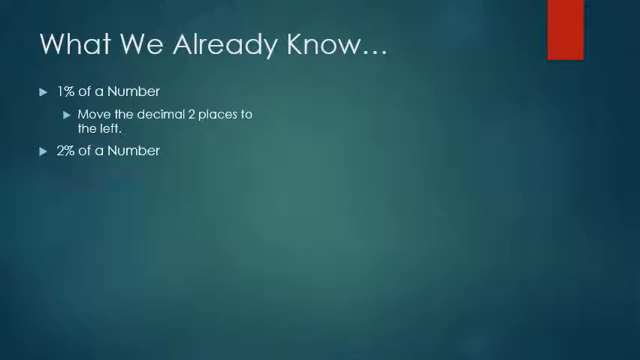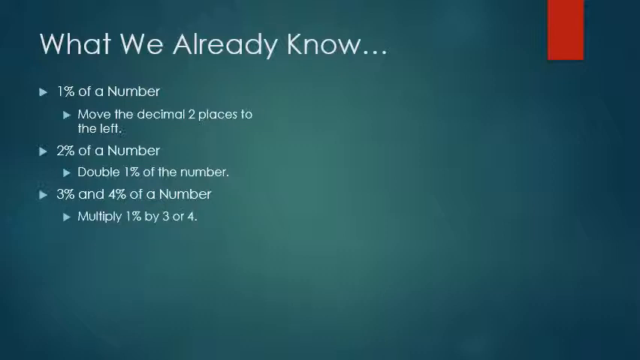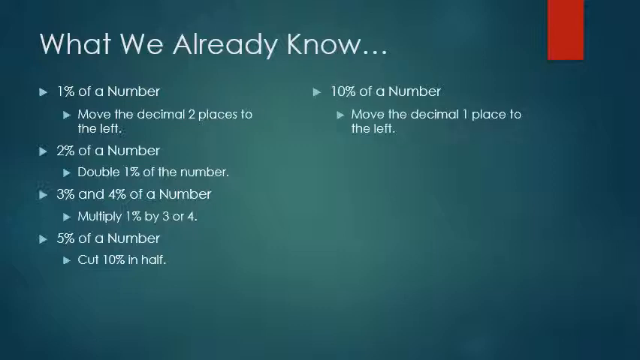To find 2% of a number, we just find 1% of that number and double it. To find 3 or 4% of a number, we find 1% of a number and multiply it by 3 or 4. To find 5% of a number, we find 10% of that number and we cut it in half. To find 10% of a number, we move the decimal 1 place to the left.